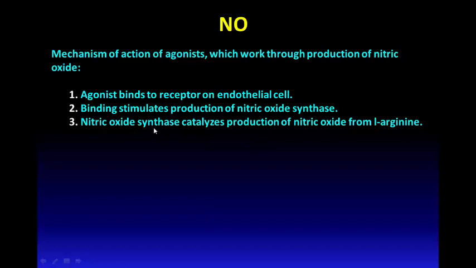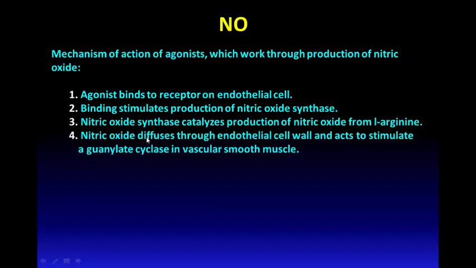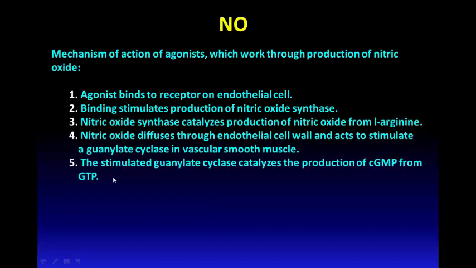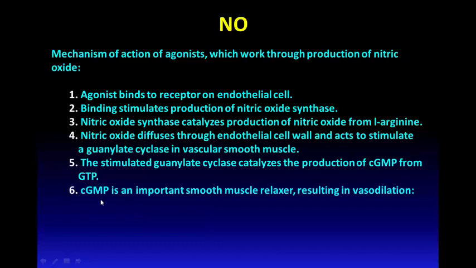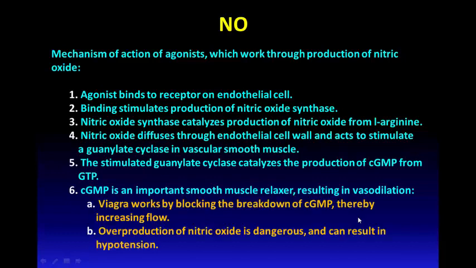Nitric oxide synthase, as I've just mentioned, catalyzes the production of nitric oxide from L-arginine. Nitric oxide then diffuses through the endothelial cell wall and acts to stimulate guanylate cyclase in the vascular smooth muscle cells in the tunica media. The stimulated guanylate cyclase catalyzes the production of cyclic GMP from GTP, guanosine triphosphate. Cyclic GMP is an important smooth muscle relaxer, resulting in vasodilatation. Viagra works by blocking the breakdown of cyclic guanosine monophosphate.